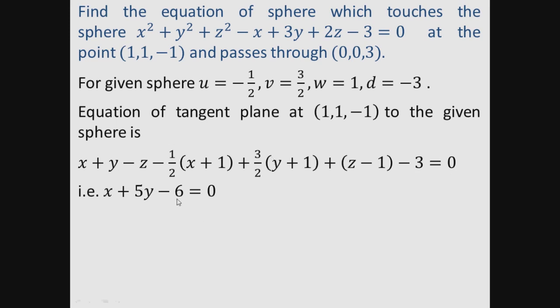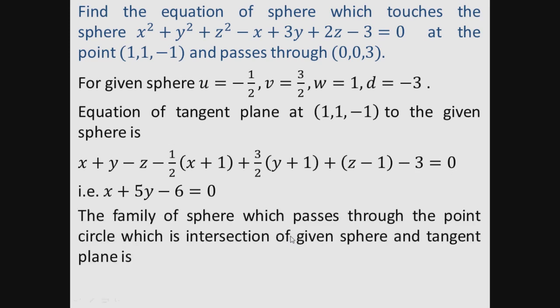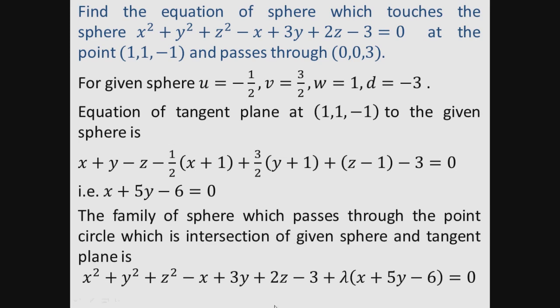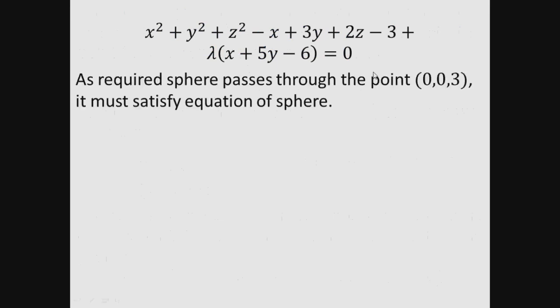Now this is a tangent plane to the given sphere, so the intersection of this sphere with the plane is nothing but a point circle, a circle with radius 0. So considering all that family which passes through that point circle, that is nothing but equation of sphere plus λ into equation of that tangent plane equal to 0. Now simplify it and then make use of the last condition, that it passes through (0, 0, 3). Okay, so this is that family of spheres. As it passes through (0, 0, 3), it must satisfy this equation of the family of spheres.